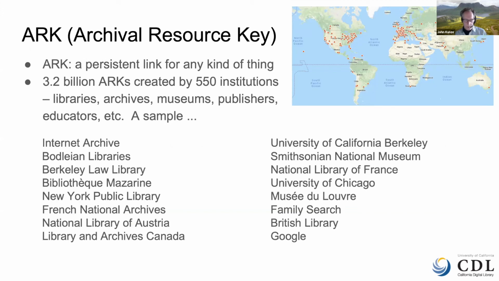Conservatively, 3.2 billion ARK identifiers have been assigned by over 550 institutions located across the world. ARKs are decentralized. This counts just the ARKs that we're sure about. Who is registered to create ARKs? Well, a wide variety of memory organizations, from archives to libraries to publishers, including nonprofits, for-profits, government agencies, and more. A few of them are listed on this slide.